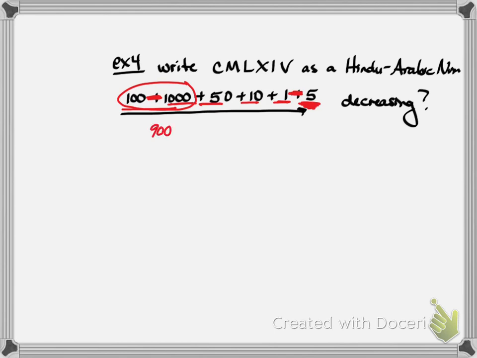And then we have 50 and 10. And this is 1 less than 5, or 5 minus 1. So that's 4. So it's 900. 50 plus 10 is 64.